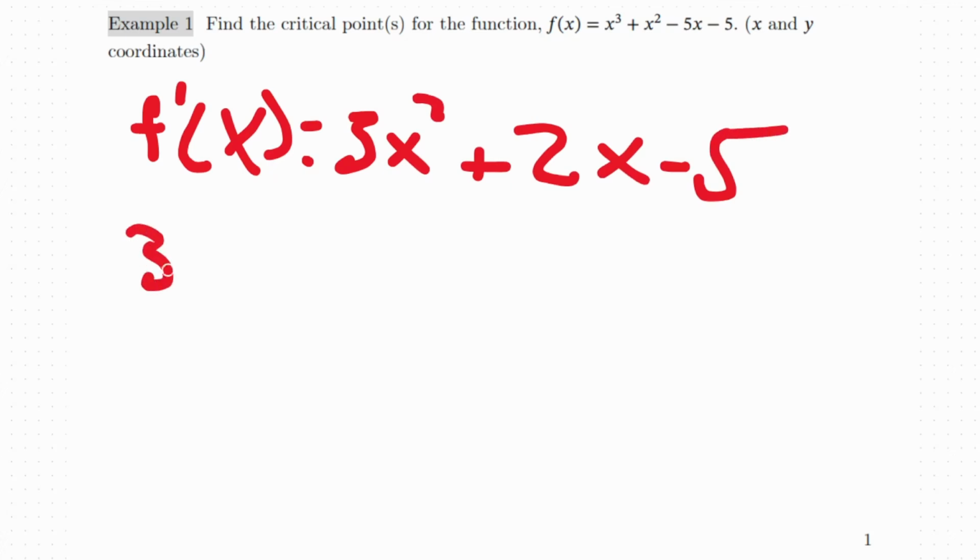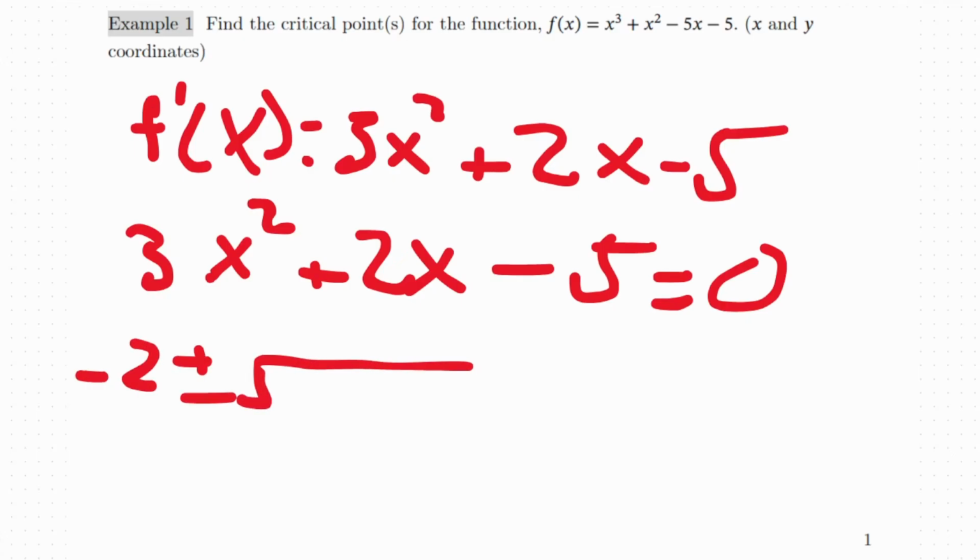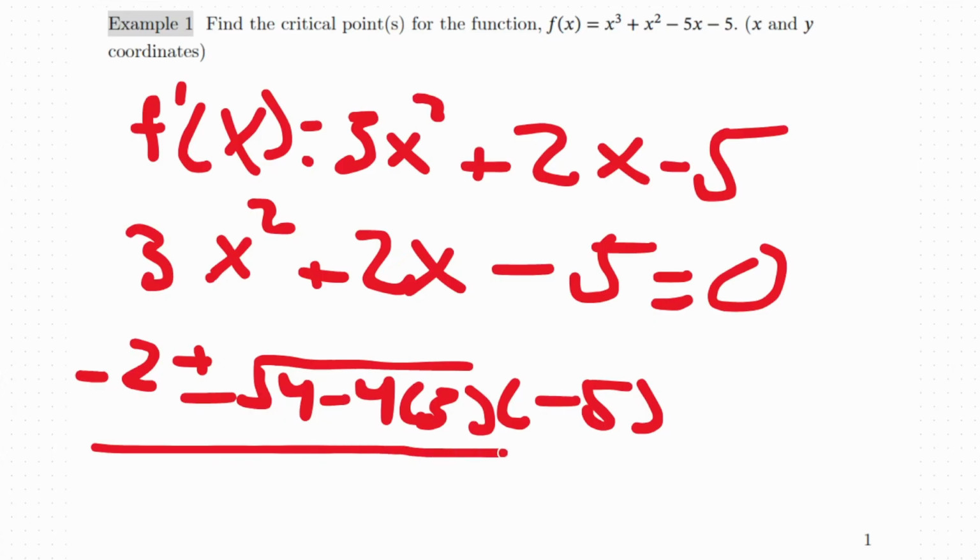And now all we want to do is set this equal to 0. And for this problem, I'm personally just going to be using the quadratic formula, which is essentially negative b, in this case negative 2, plus minus radical b squared, which in this case would just be 4, minus 4ac. So 4 times 3 times negative 5. Perfect. And then that's going to be over 2a, which is just 6.